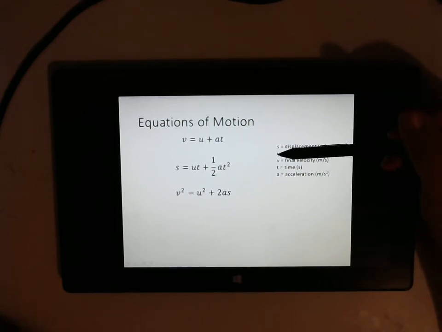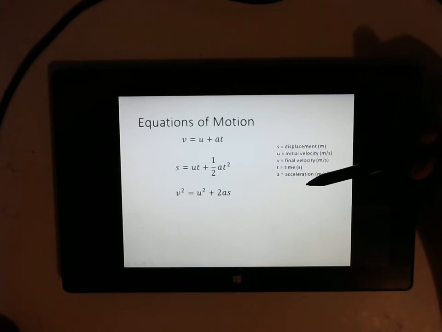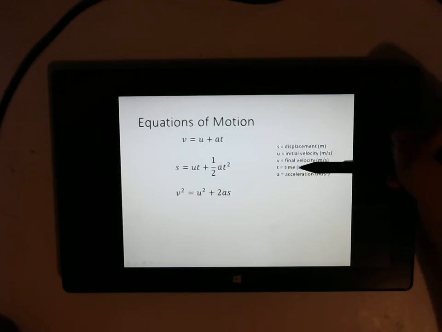The way I remember that it's U for initial is because it comes before V. V is velocity. We need something to say final velocity, and U is the letter before V, so initial comes before final. So this little key here may help you a bit. And I note I've put down the units here: meters for displacement, meters per second for velocity, seconds for time, and meters per second squared for acceleration.